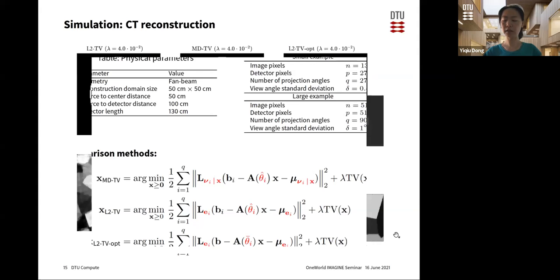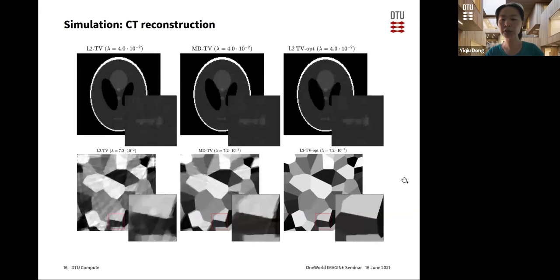Okay, so let's have a look at the reconstruction results. The first row is a small example with a Shepp-Logan phantom. The second row is a large example with a grains phantom. The first column shows the reconstruction results using the nominal angle, so we ignore model error here. The last column shows the best scenario with the true angle. And in the middle is our method. I think it's pretty clear to see the improvement after we take model error into account.